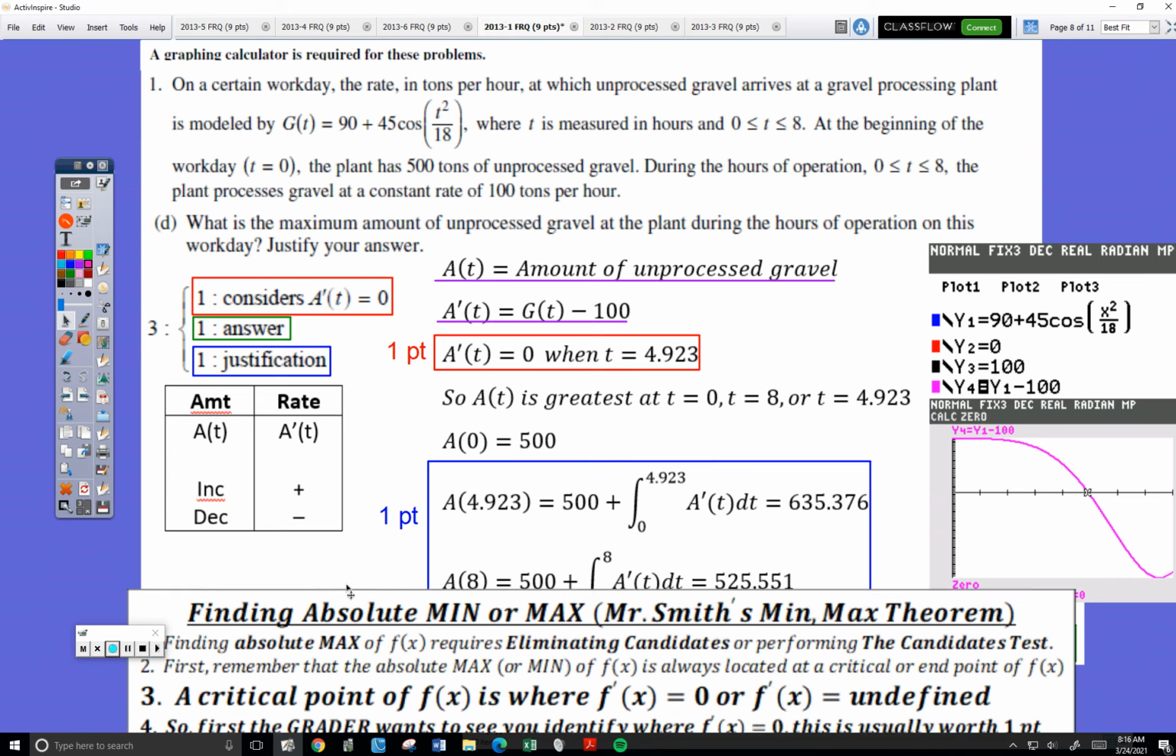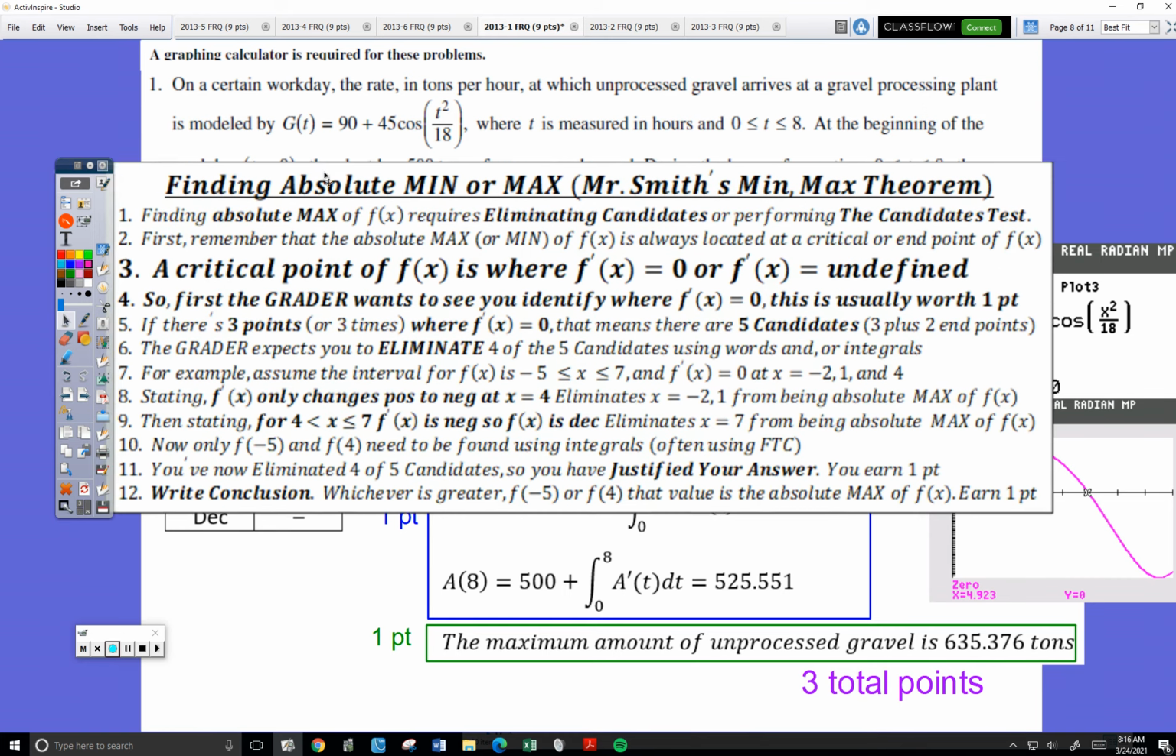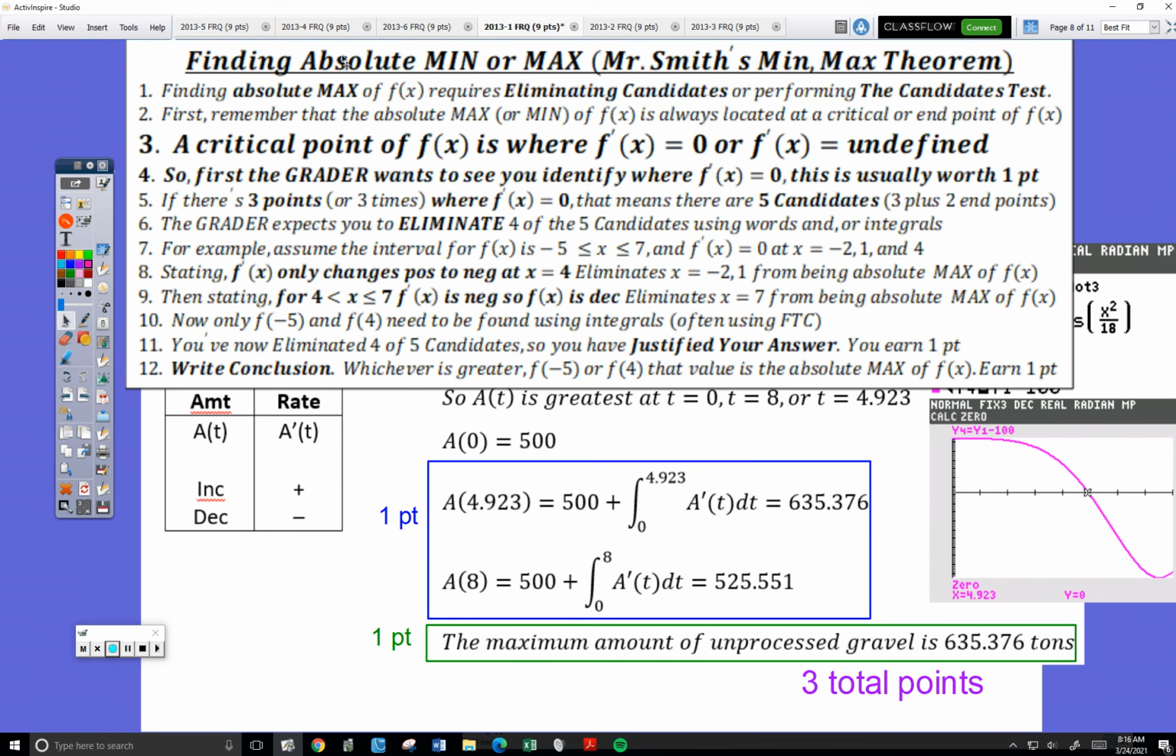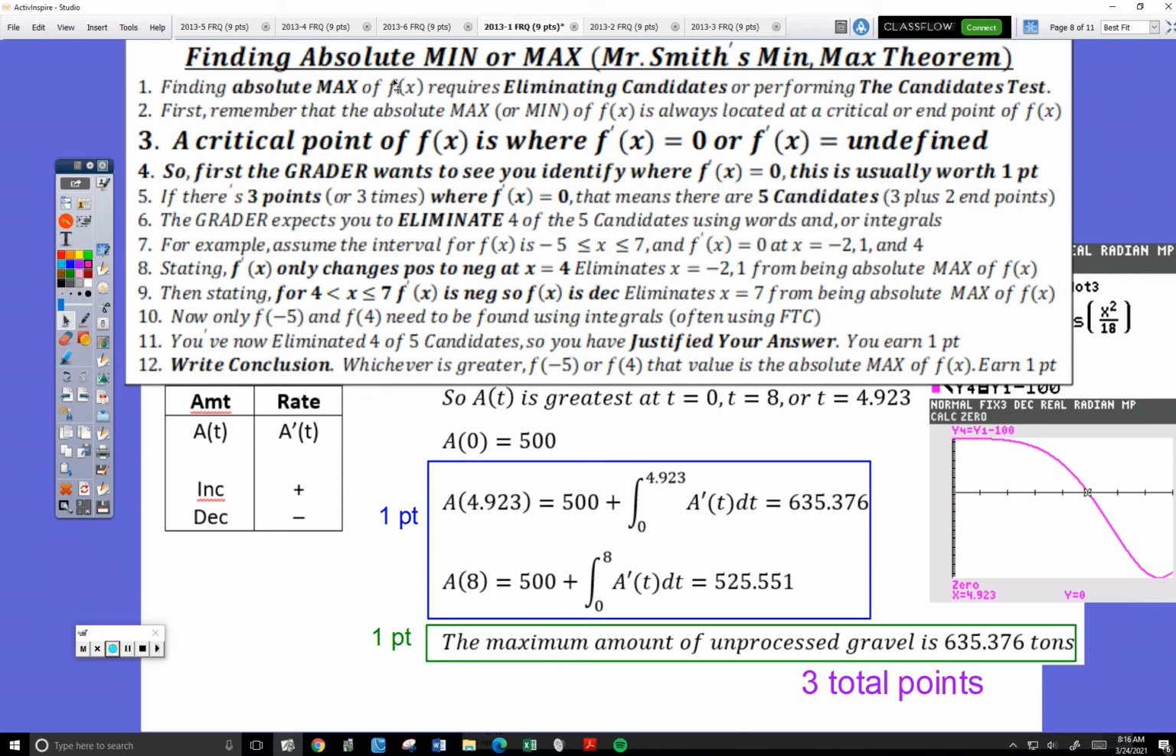Pull this up and cover up the problem for a second. Okay, we are finding the absolute max of A, the absolute max of the amount of gravel at the plant. Finding the maximum amount of A means we're going to have to do a candidates test.